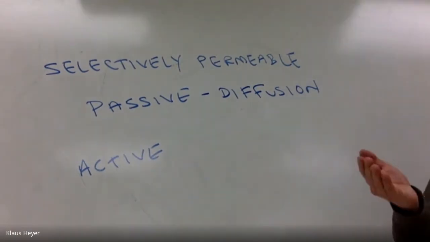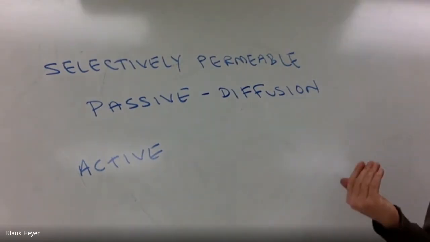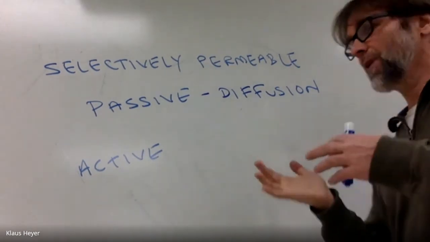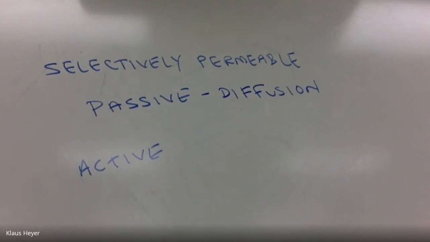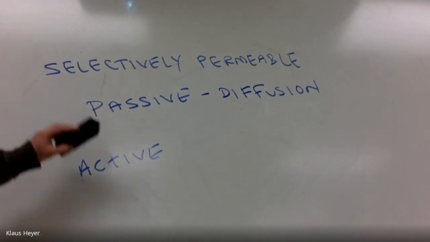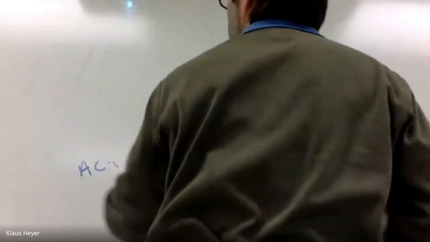Now, sometimes you've got to use a door. Usually what happens is that when something diffuses into a cell or out of a cell, it just squeezes in between the phospholipids. As soon as this lights up, I'll show you. I guess I can erase all this in the meantime.